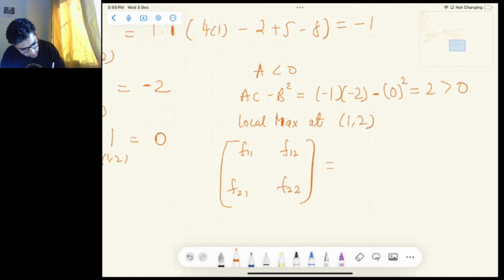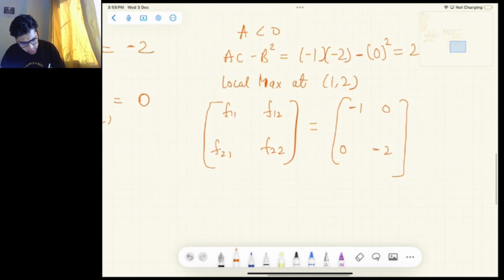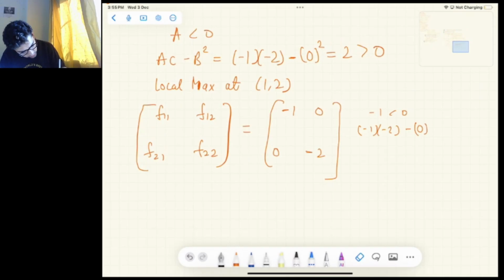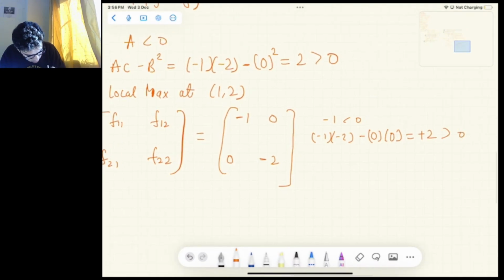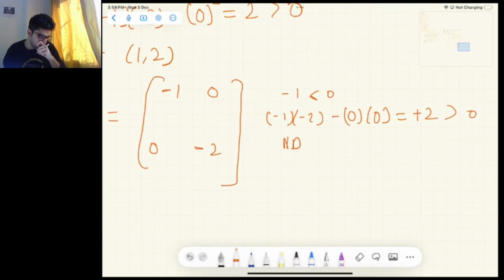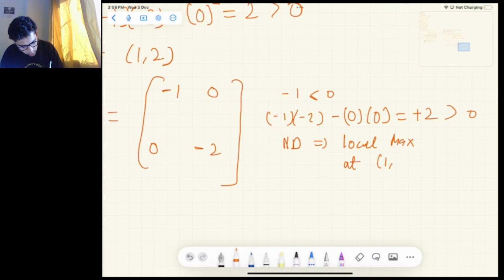And if I draw the Hessian matrix, which is f11, f22, f21, f12, and f21 and f12 are equal, I get negative 1, negative 2, 0 and 0. So this is less than 0, and the determinant of this matrix, which is minus 1 and minus 2, minus 0 and 0, that is why we write the whole square. So minus 0 into 0, this becomes positive 2, which is greater than 0. Hence my Hessian matrix is a negative definite matrix, which implies a local max at the stationary point 1 comma 2.